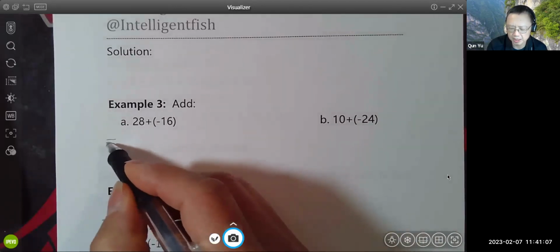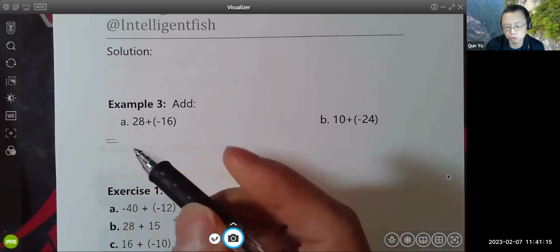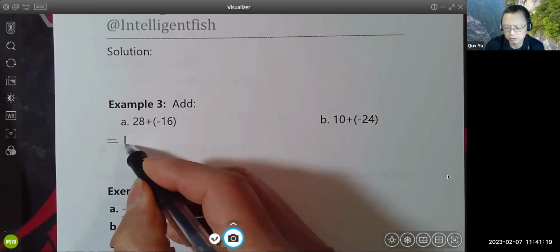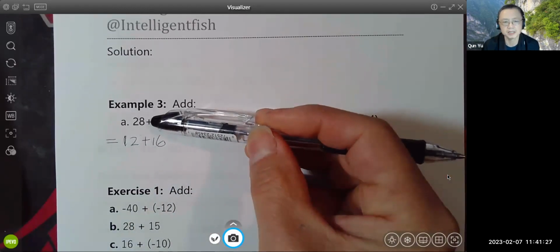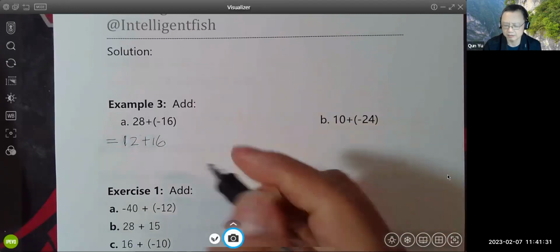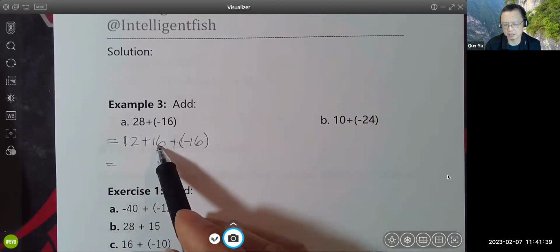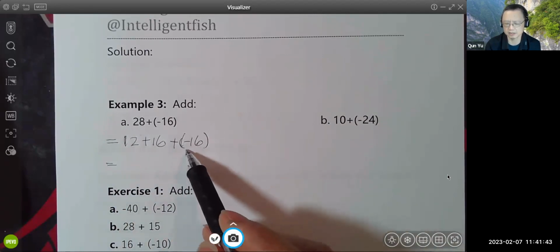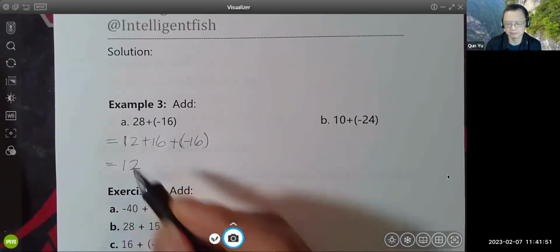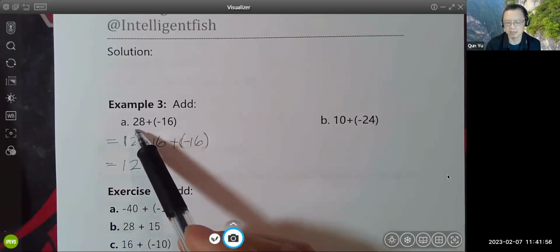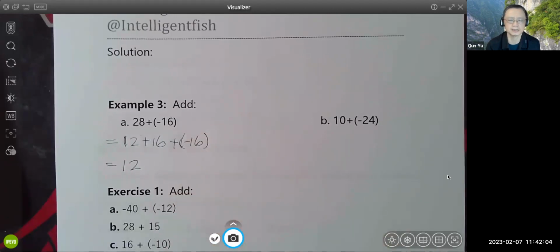Now, first, I'm going to break it down so that we can see the logic behind this operation. I'm going to break this 28 into two positive numbers. One is 12, one is 16. So does it make sense to you? 28 equals 12 plus 16. So it is true, right? Then we have this add negative 16. Now you see you have positive 16 here. You have negative 16 here, they cancel out, right? It's like you have $16 debt, you have $16 credit, and they cancel out. You still have $12 left. So in terms of money, if you have $28 and you have $16 debt, your net amount is going to be $12 after you consider the debt.